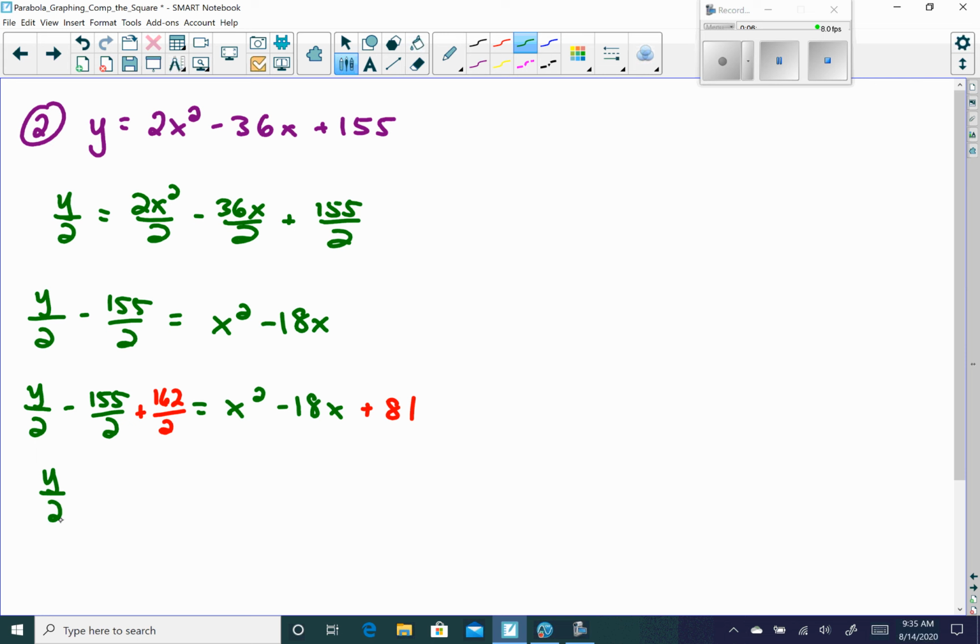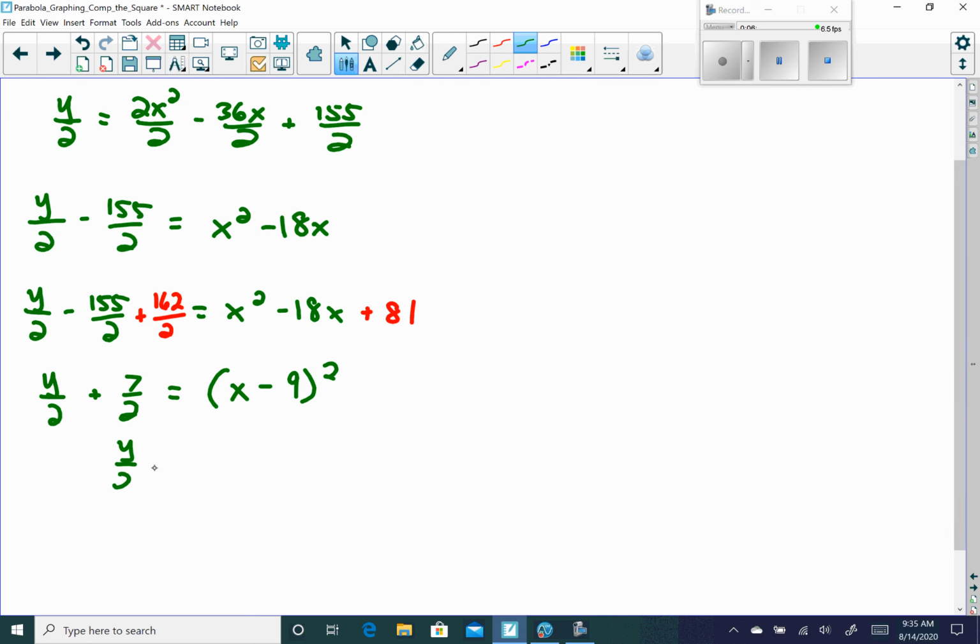So I'm going to get y over 2. This will give me positive 7 halves. Over here, I'm going to factor into the quantity x minus 9 squared. I'm going to subtract 7 halves from each side, and then ultimately multiply everything back by 2. And then we're going to put the 2 in front of that quantity here. So we're going to get y is equal to 2 times the quantity x minus 9 squared, and then this will give me a minus 7.